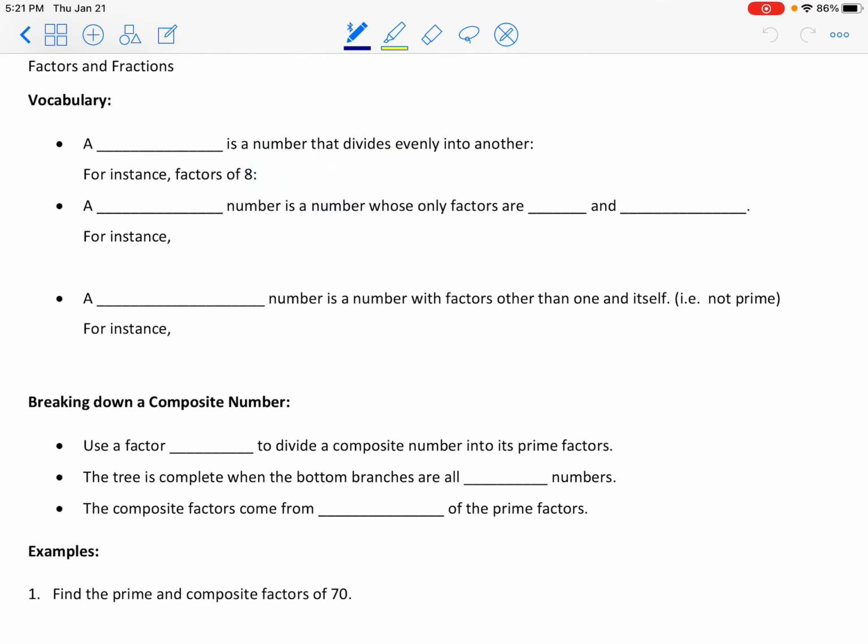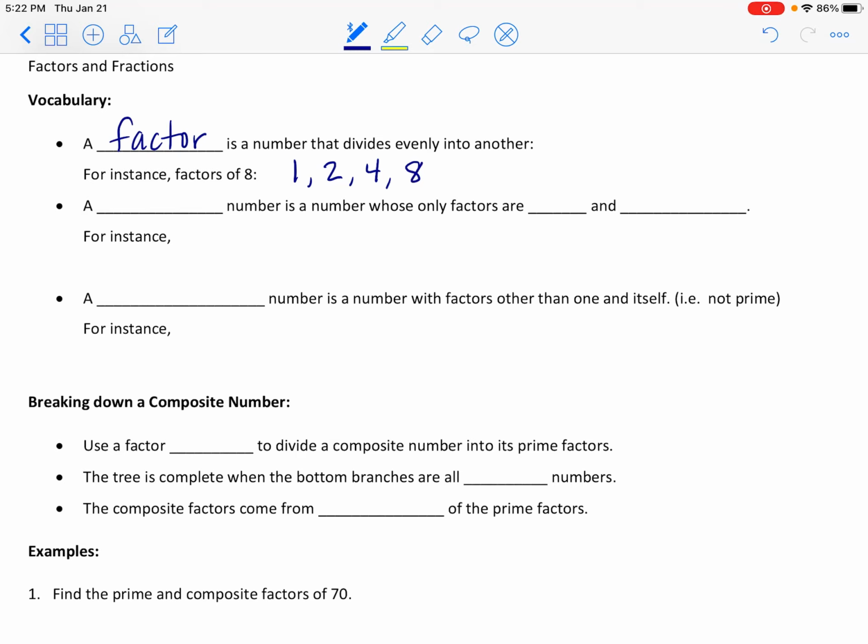Well, a number is a factor if it divides evenly. So a factor is a number that divides evenly into another. So for example, if I said to list the factors of 8, 8 is a number we're all probably pretty comfortable with. You could tell me that 8 is divisible by 1 and 2 and 4 and 8. And those are in fact all of the factors.